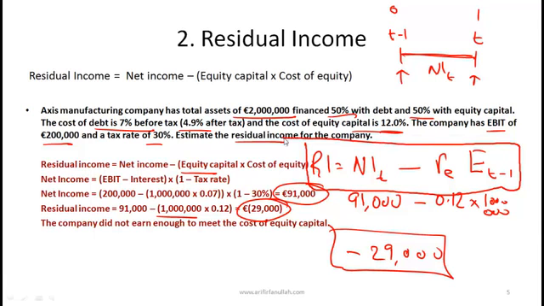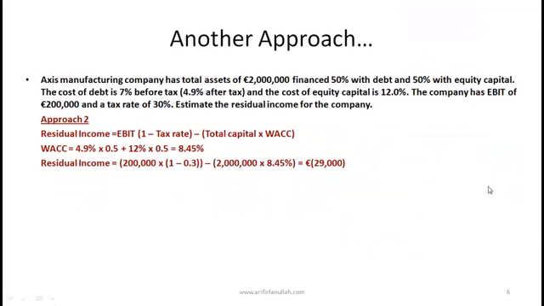Has everybody memorized this formula? Net income minus the cost of equity multiplied by your equity at the start of the year. Okay, memorized? Now, there is another formula which you also need to know. There's another approach to coming up with your residual income. In the first approach, we took the equity investment and multiplied by the cost of equity. Now another way is to take the perspective of all providers of capital, both debt and equity.